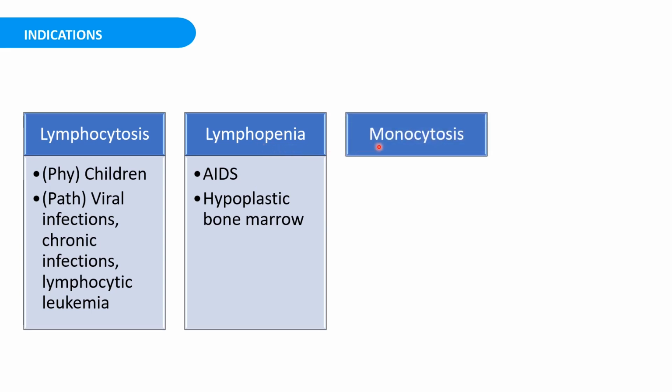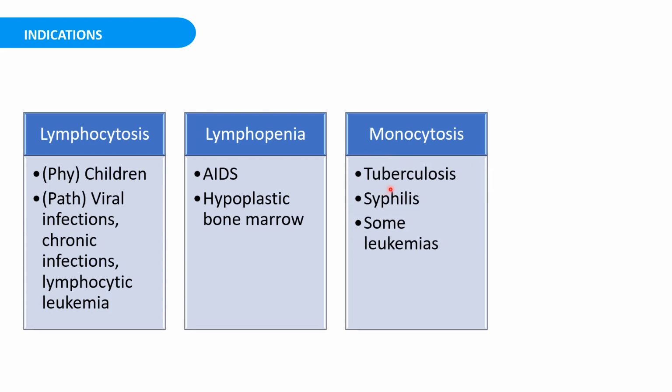Monocytosis means there is an increase in monocyte count. This is particularly found in tuberculosis. If you suspect the patient has had a cough for more than 3 months, and if you do a DLC and there is monocytosis, there are higher chances the person is suffering from tuberculosis. So the indication of tuberculosis is monocytosis. Similarly, in syphilis there is also monocytosis, and in some cases of leukemias monocytosis will be found, but the most important is tuberculosis. In tuberculosis, monocytosis is common.